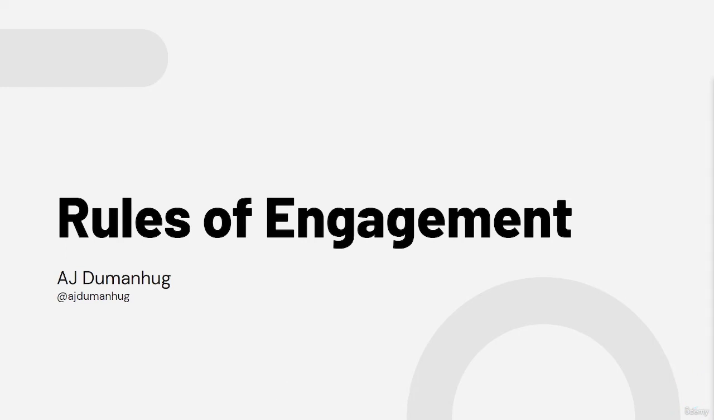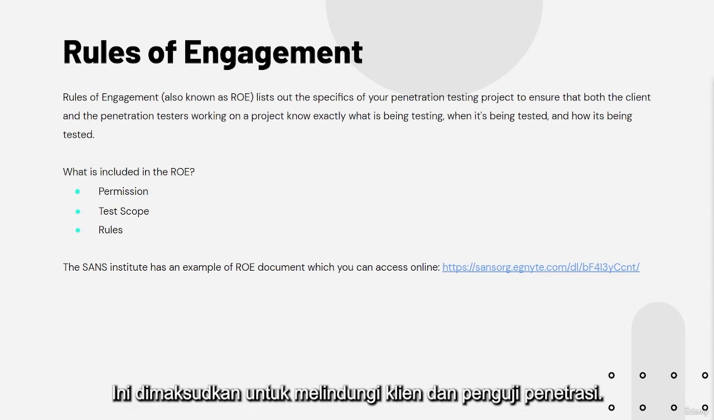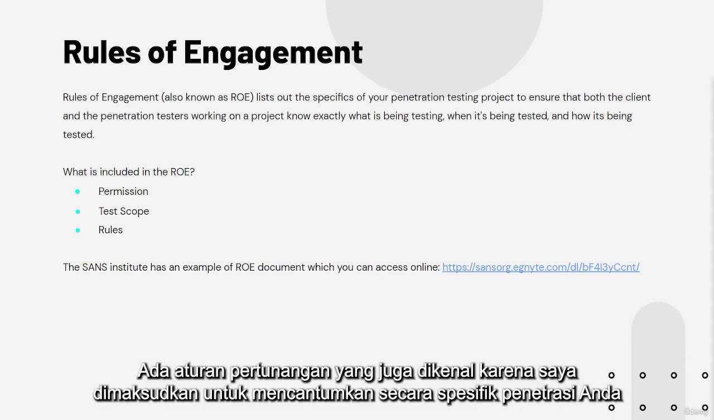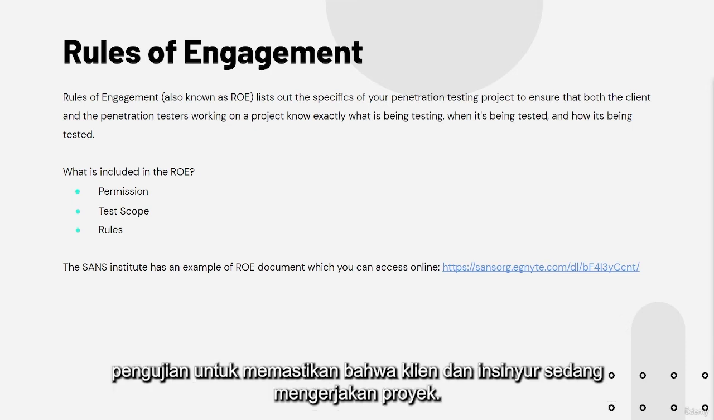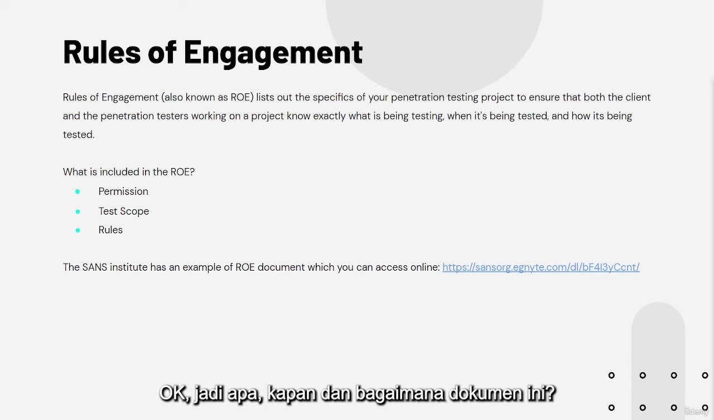Rules of engagement. The term rules of engagement sounds intimidating the first time you hear it, but don't be alarmed. It is meant to protect both the client and the penetration testers. The rules of engagement, also known as ROE, are meant to list out the specifics of your penetration testing to ensure that both the client and the engineers working on the project know exactly what is being tested, when it is being tested, and how it's being tested. Okay, so the what, when, and how.